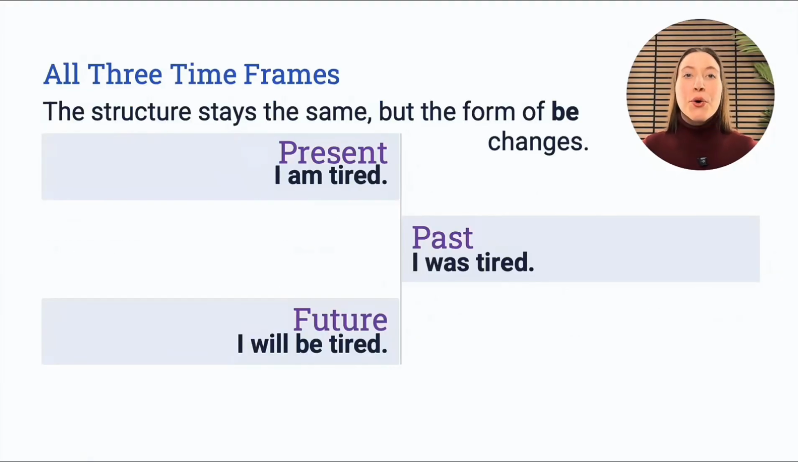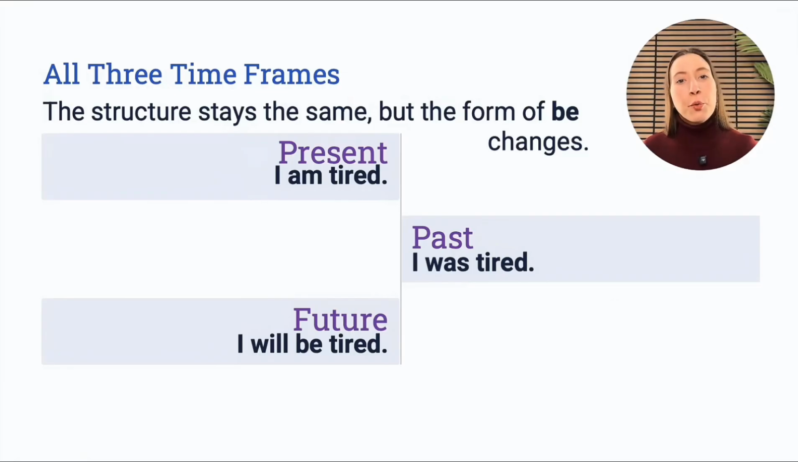Now let's compare all 3 time frames. Present, I am tired. Past, I was tired. Future, I will be tired. As you can see again, the structure is quite similar, but the form of be changes.